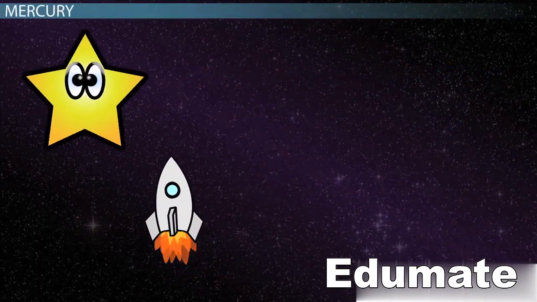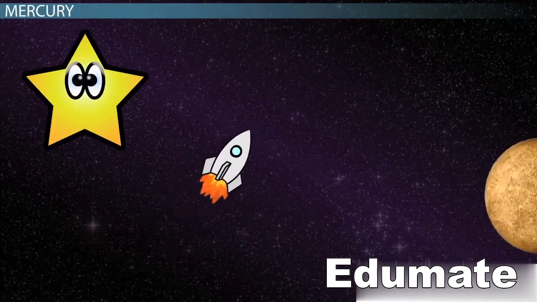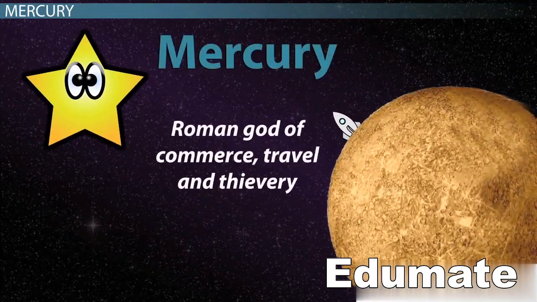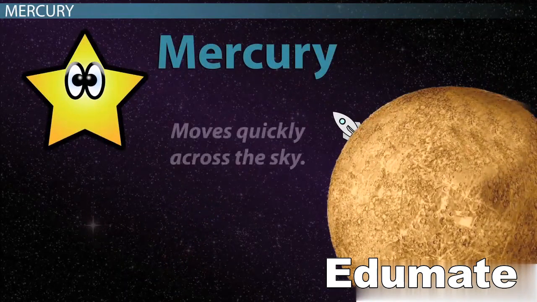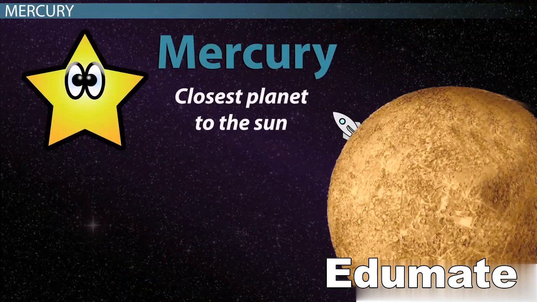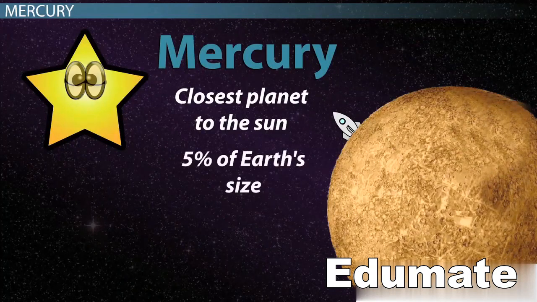Wow, that travel time went fast! We're already arriving at the closest planet to the Sun, and our first stop, Mercury. The name Mercury comes from Roman mythology, where Mercury is the god of commerce, travel, and thievery. The planet probably received this name because it moves so quickly across the sky. Mercury is the closest planet to the Sun, and the smallest planet of our solar system. It is only 5% of Earth's size.